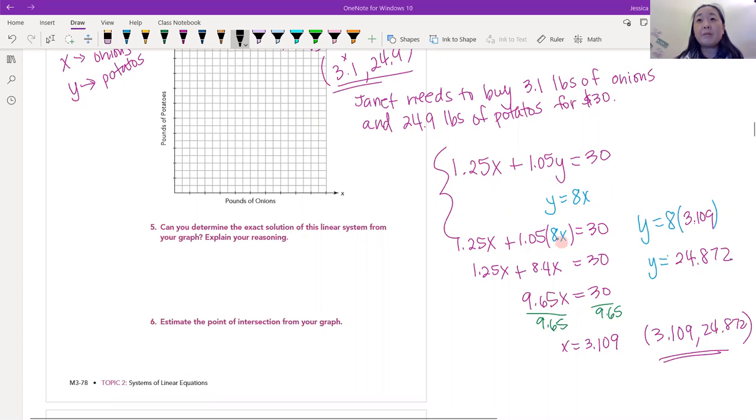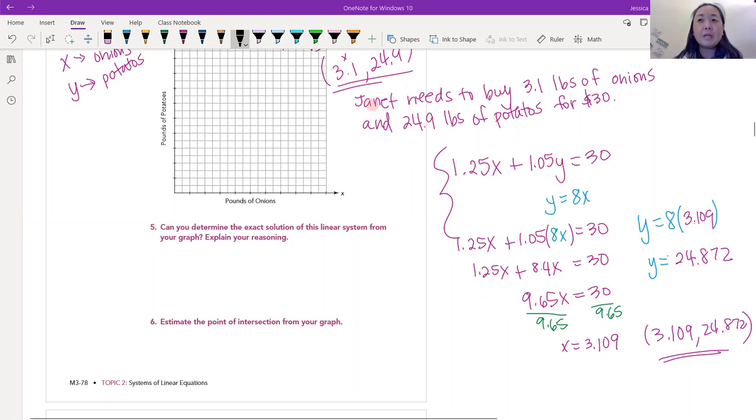And so here, I'm just going to multiply these guys out. So 1.05 times 8x is going to be 8.4x. And now we're just going to combine like terms because they both have x in them. So 1.25x plus 8.4x is 9.65x, because they're both on the same side of the equal sign, right? And now I'm just going to divide both sides by 9.65, and I get x equal to 3.109. This looks so familiar, right? So this was our x that we got before. We just rounded it to 3.1.